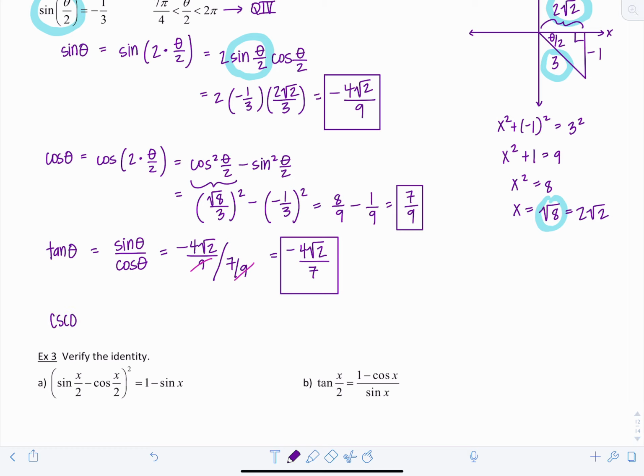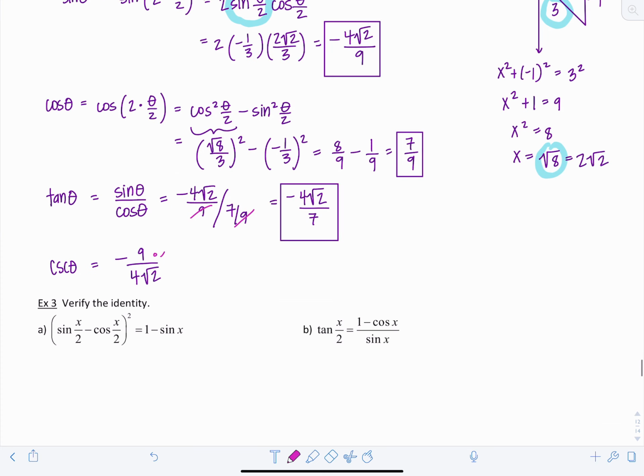Cosecant theta, that's the reciprocal of sine, so that's going to be negative 9 over 4 rad 2. I have to rationalize that. So multiply by rad 2. So we'll have negative 9 rad 2 over, now this is going to give me a 2. 2 times 4 in the denominator is 8. And then secant theta, that's the reciprocal of cosine theta, so that's just 9 over 7.